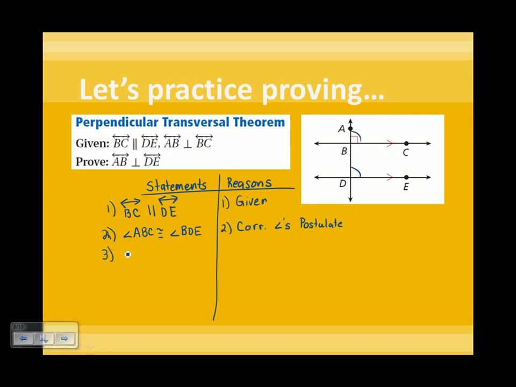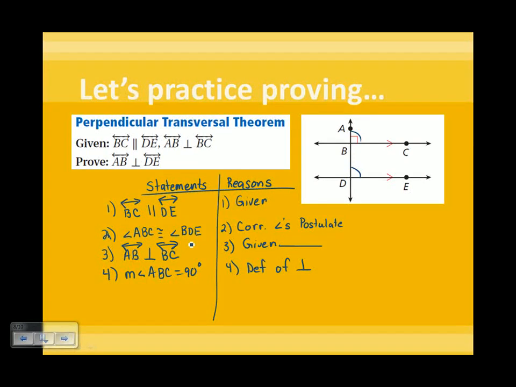And then the next thing they tell me is that line AB is perpendicular to line BC. That was given. So then that means that the measure of angle ABC equals 90 degrees, is a right angle. That's the definition of perpendicular.